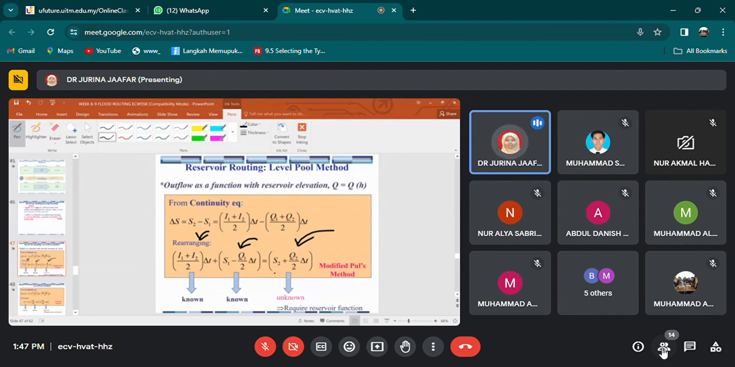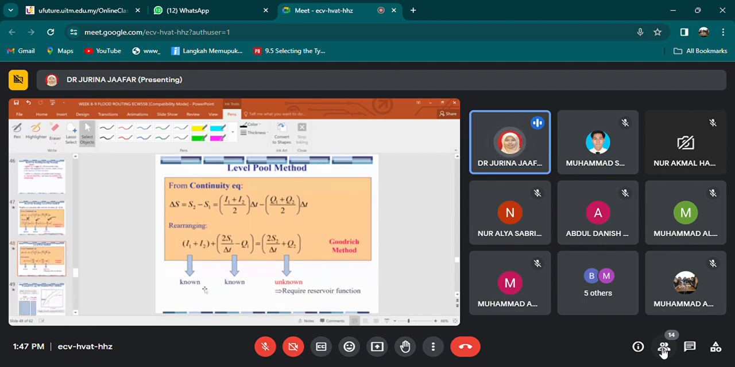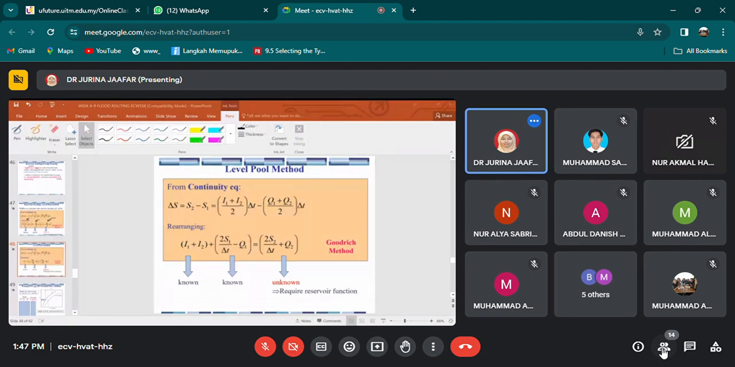So you nampak S plus Q over 2. Kalau Goodrich method dia terbalik. Dia terbalik, you can see that this is the other way round. Right? Sekejap. Okay, that's the other way round.